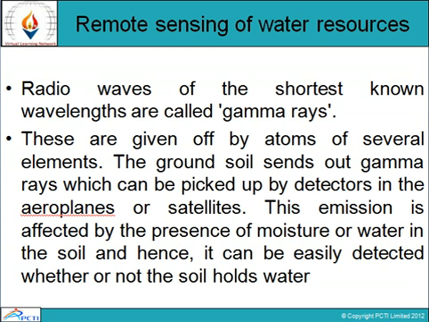Remote sensing resources. Radio waves of shortest known wavelengths are called gamma rays. These are given off by atoms of several elements, and the ground soil sends out gamma rays which can be picked up by detectors in the aeroplanes or satellites. And this emission is affected by the presence of moisture or water in the soil, and hence it can be easily detected whether or not the soil holds water.